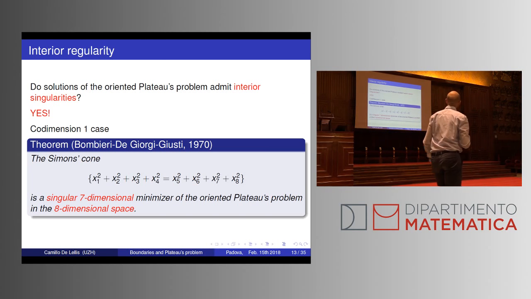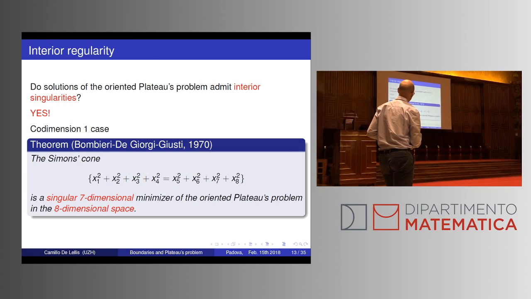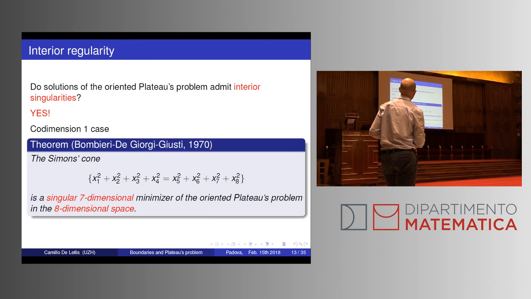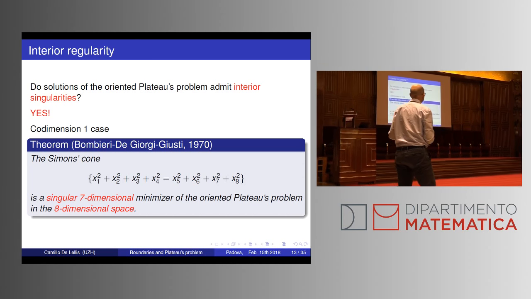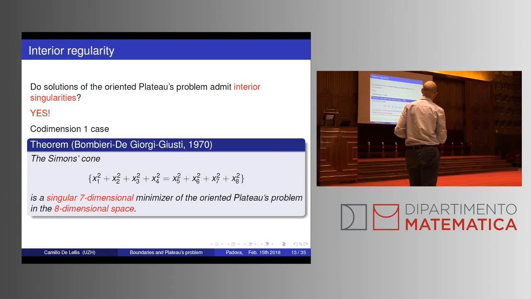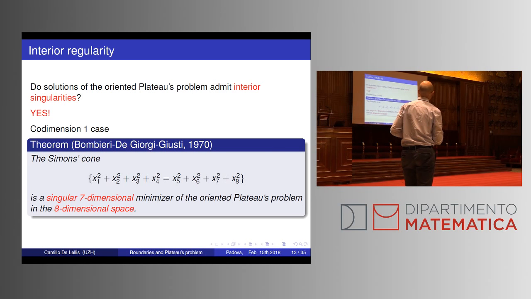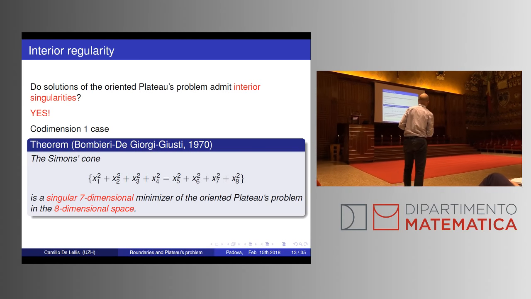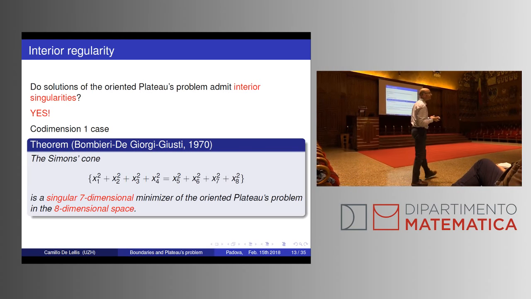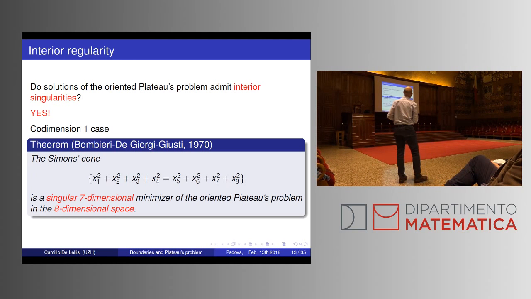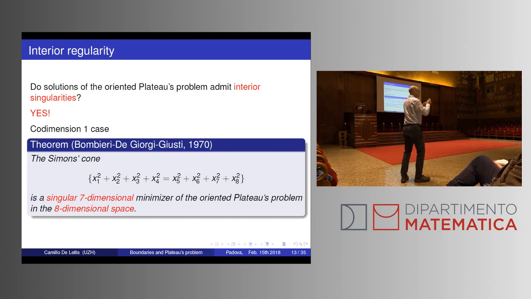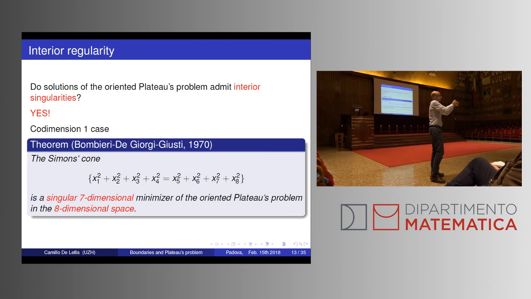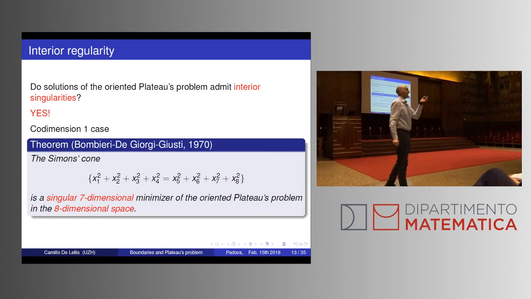Now in codimension 1, a famous example was given by Bombieri, De Giorgi, and Giusti in 1970. Actually, the example was written down by Simons, and it's therefore called the Simons cone. What these three famous mathematicians did, they proved that this cone, which actually has a very simple formula, gives you a 7-dimensional surface in the 8-dimensional space. It has a singularity in the origin, so when all the coordinates are equal to 0, you get the tip of the cone, if you want. And this object is actually a minimizer of the area.